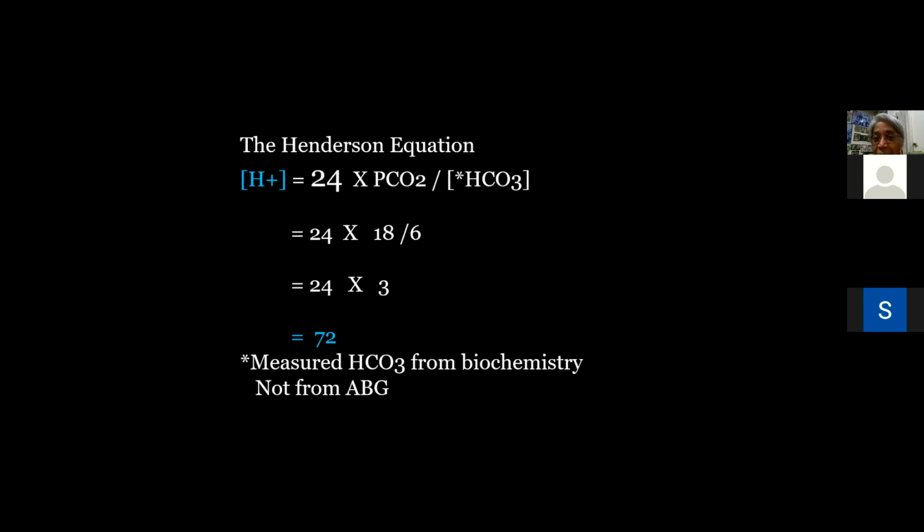It's the measured bicarbonate. So 24 is the constant into 18 PCO2 divided by bicarb of 6 gives you 24 into 3, 72. And we got 71. So it is very close. So this is internally consistent. So this ABG is reliable.